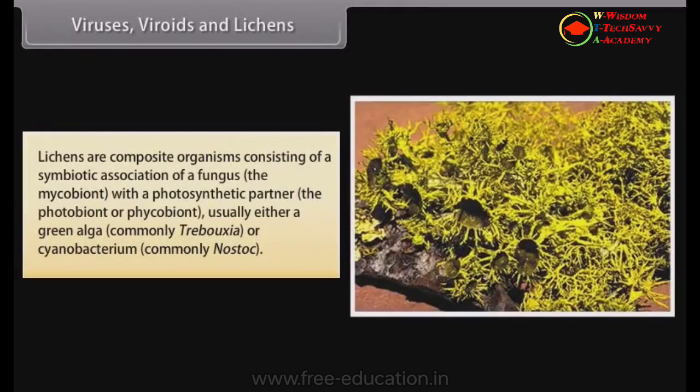Lichens are composite organisms consisting of a symbiotic association of a fungus, the mycobiont, with a photosynthetic partner, the photobiont or phycobiont, usually either a green algae, commonly Trebouxia, or cyanobacterium, commonly Nostoc.